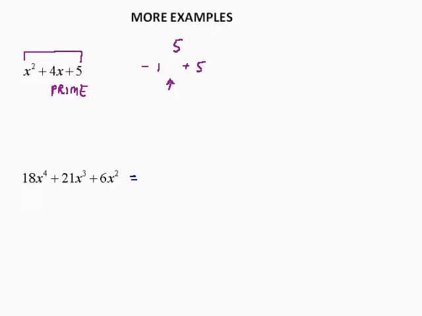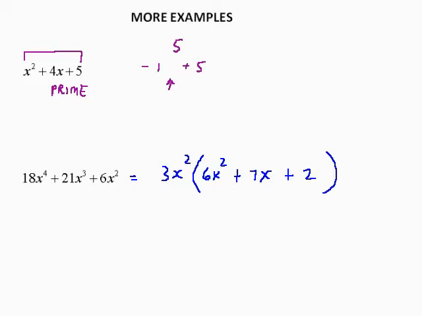I like reversing field here. What does go into it? Wait a minute, how about 3? See, sometimes you may not get the right number. 3 goes into all 3 of those. X squared. And let's see what's left in here: 6x squared plus 7x plus 2.